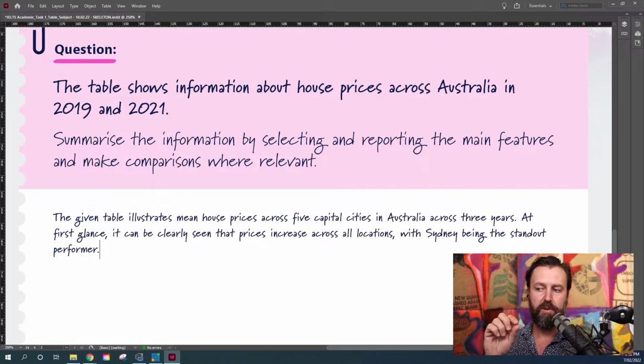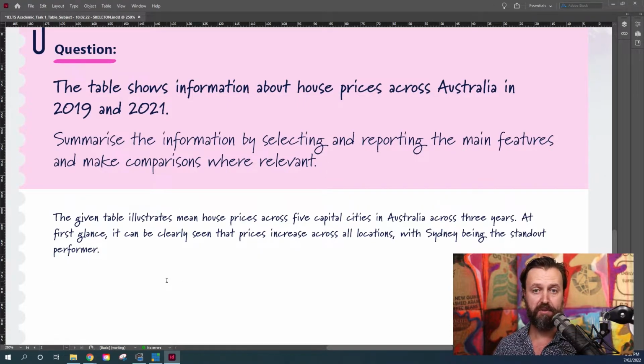What we can then do is insert a comma and use the word with, and that with allows us to go into more detail about the sentence that we've just written. So we've just said, at first glance, it can be clearly seen that prices increase across all locations. And now we want to go in more detail and say, with Sydney being the standout performer. The standout performer is the one that's performing the best. And this is, again, good vocabulary that we can use as part of our task 1.